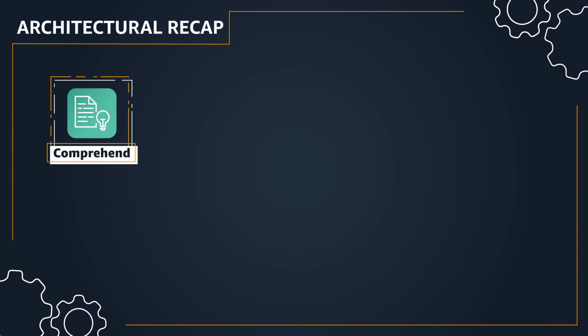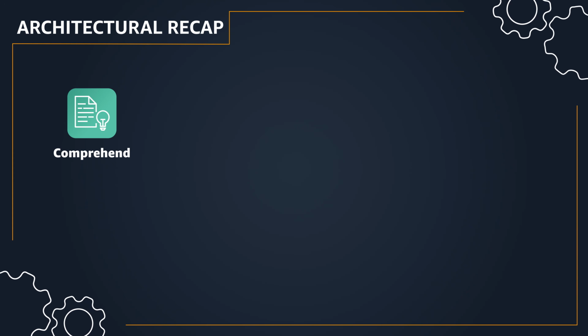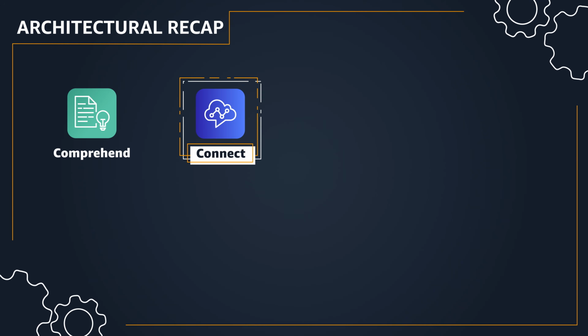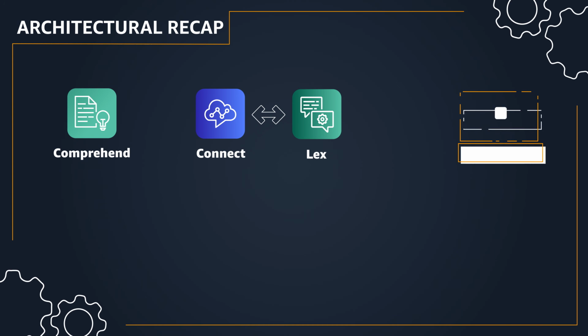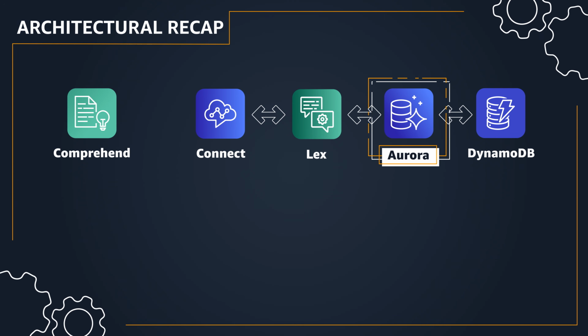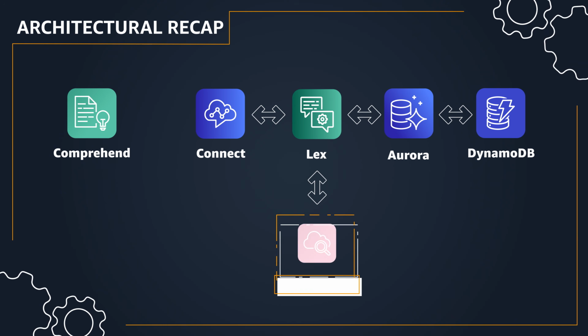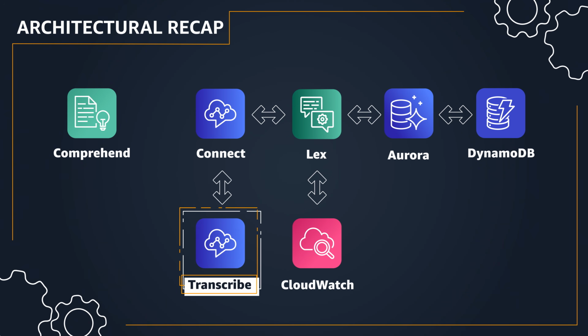I know, I covered a lot, so it's time for a recap. Use Amazon Comprehend Medical to extract key entities from medical documents or Amazon Comprehend for non-medical use cases. Need agents to talk to your customers? Use Amazon Connect. Build an AI chatbot with Amazon Lex. Store the chatbot history in Amazon DynamoDB. Store user information in Amazon Aurora. Analyze conversations with the chatbot in Amazon CloudWatch. Analyze calls with Amazon Transcribe Call Analytics.